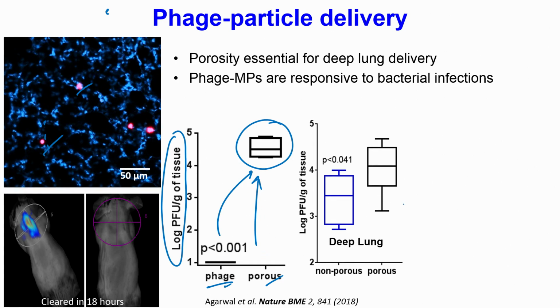And the same thing they observe with the non porous versus porous particles. So, the porosity is essential for deep lungs, and what they find is in the deep lung region, the porous particles give you about an order of magnitude higher deposition of the phages compared to non porous particles. Again, remember, this is titering for the plaques. So, all of these phages are actually active phages. Throughout this process they have been able to attain activity of phage in the lung.